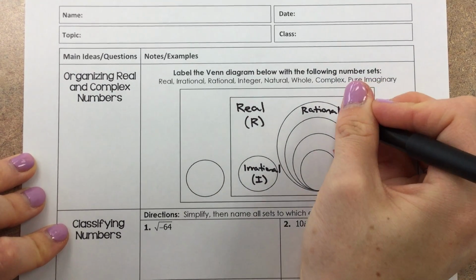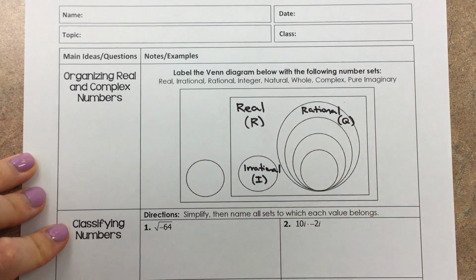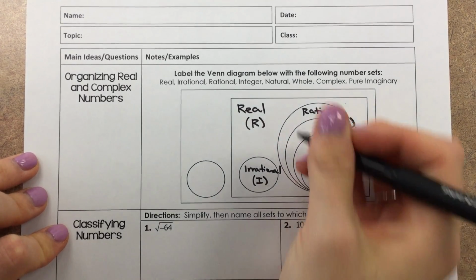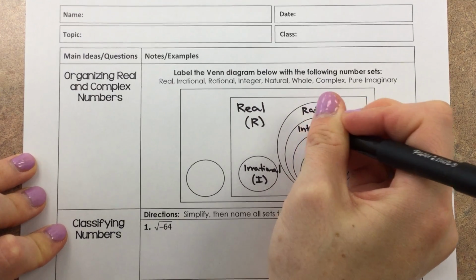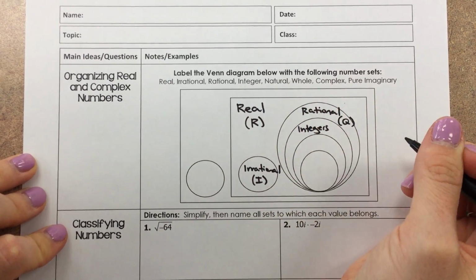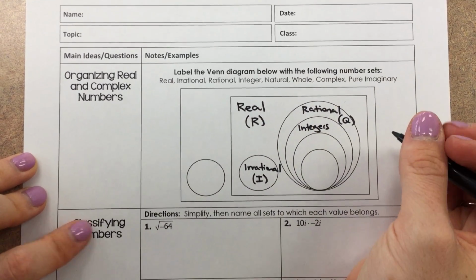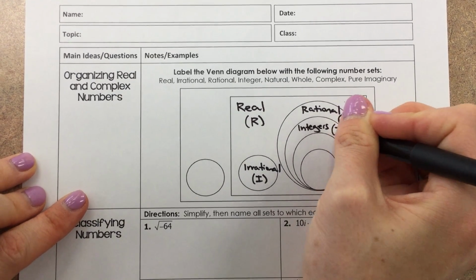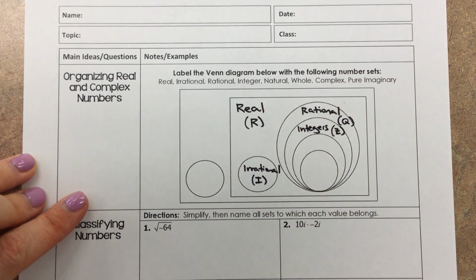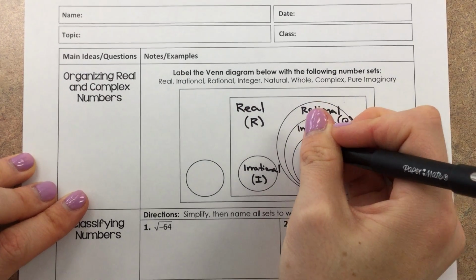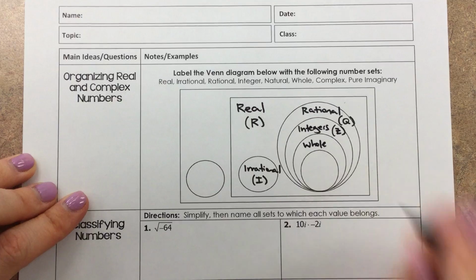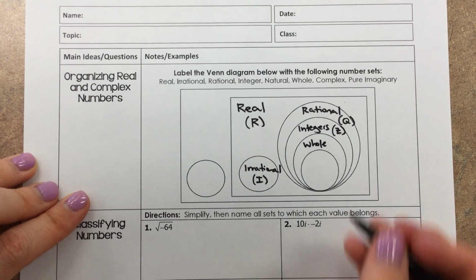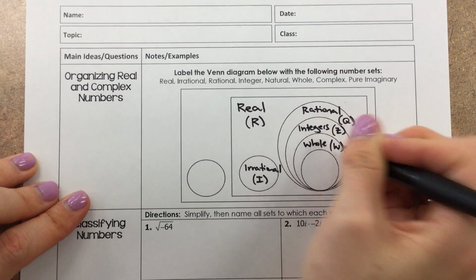So remember, for rationals we used a Q. Then within the rationals, the next subset that we have were the integers. So integers were like rational numbers, except they could only have denominators of 1. So they're not fractions or decimals, but they could be positive or negative. We use a Z for the integers. Then underneath that, we had the whole numbers. The whole numbers were like integers, except they couldn't be negatives. So just like 0, 1, 2, 3, etc. We use W for whole.